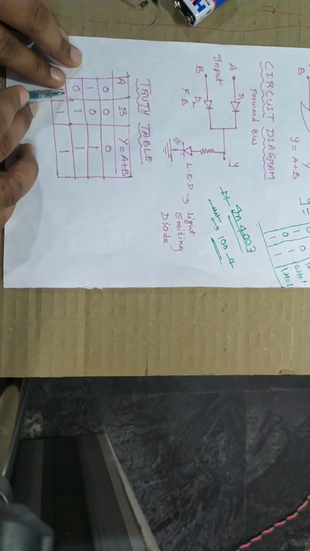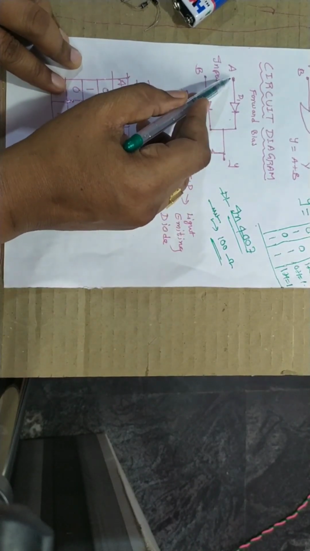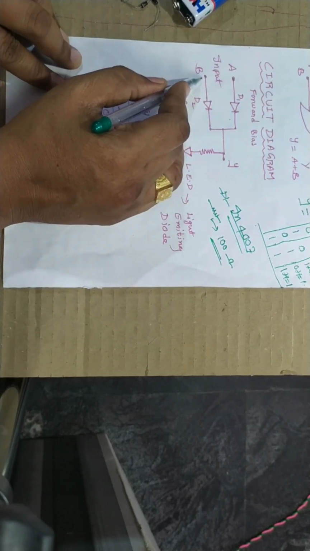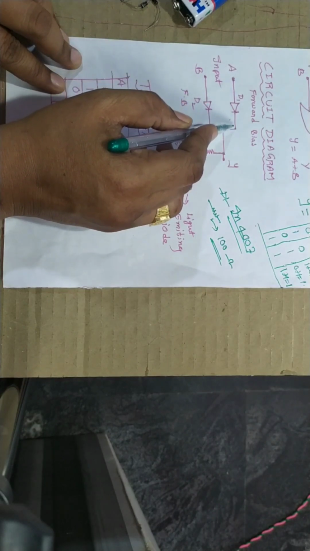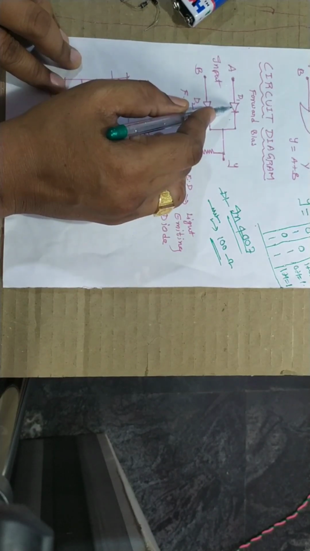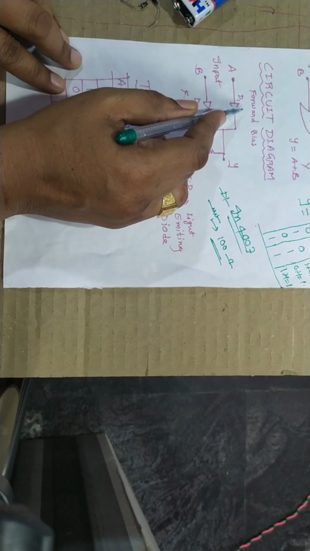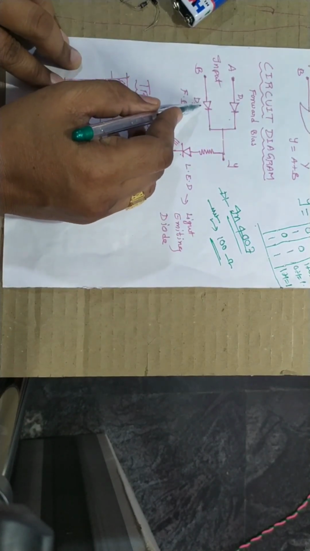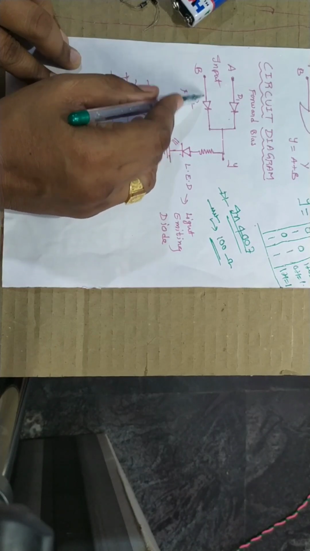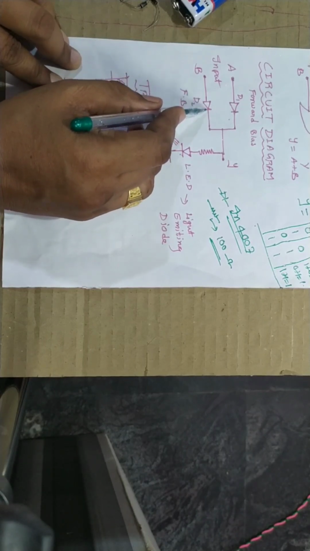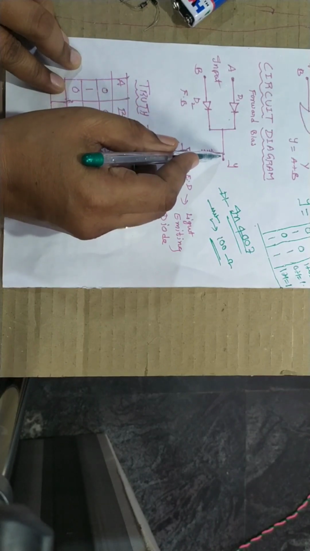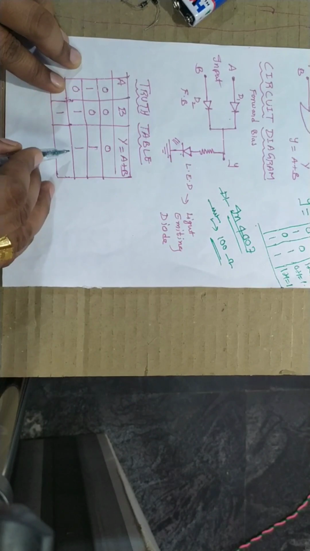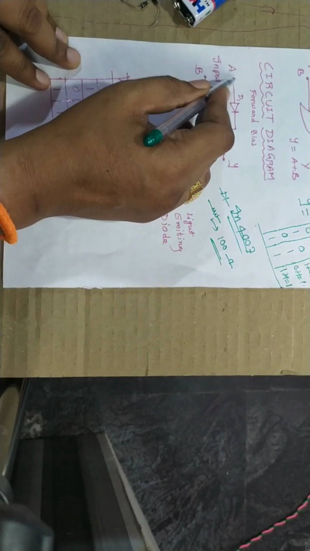Next case, 0 1. For the A terminal you connect the negative terminal, for B the positive terminal. Through A current does not pass because it is connected to the negative terminal, and the diode acts as a switch that is open, so no current passes through. Here the positive terminal you connected is in forward bias, so the circuit is short circuited, current flows through it and reaches the output, and the LED glows. So the output is 1.